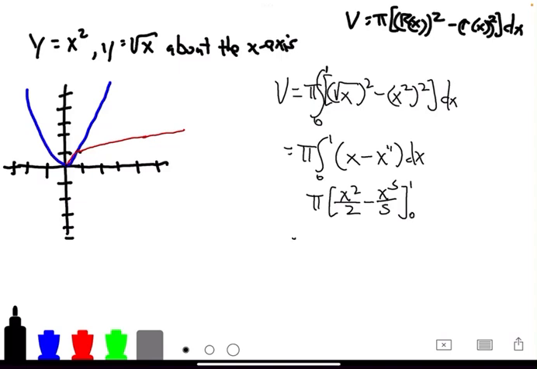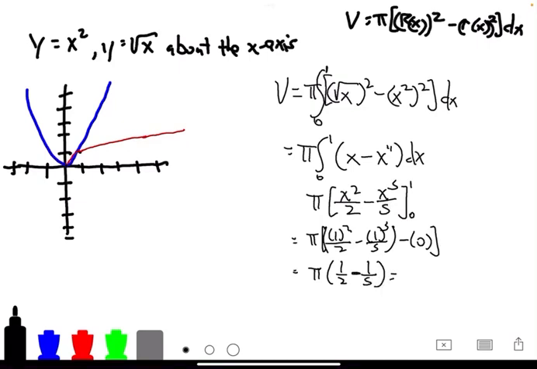Now of course we have to go into the fundamental theorem of calculus where we need to evaluate. So here, that's going to be 1 squared over 2 minus 1 to the 5th over 5, minus 0. So we have to remember that is pi, and then 1/2 minus 1/5.